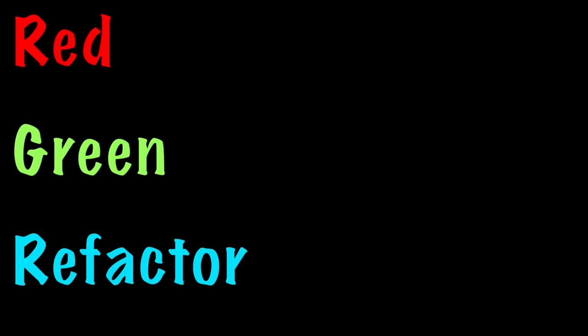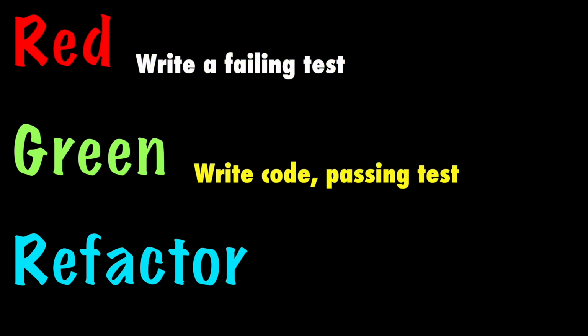In the red step, write a test that fails. It is important to see the test fail first. In the green step, write enough code to make the test pass. In the refactor step, optional changes to the test or implementation code can be made. Just make sure the test still passes after any changes.